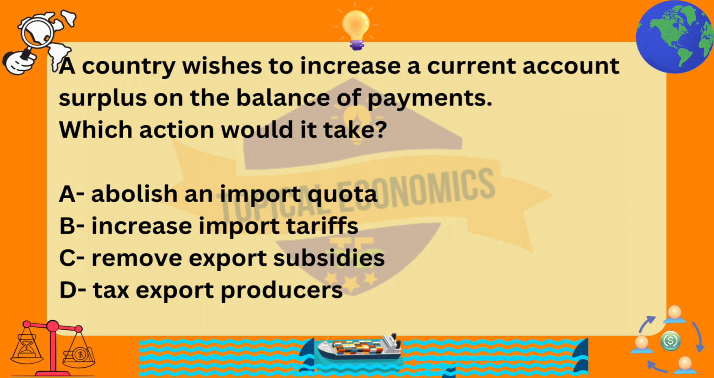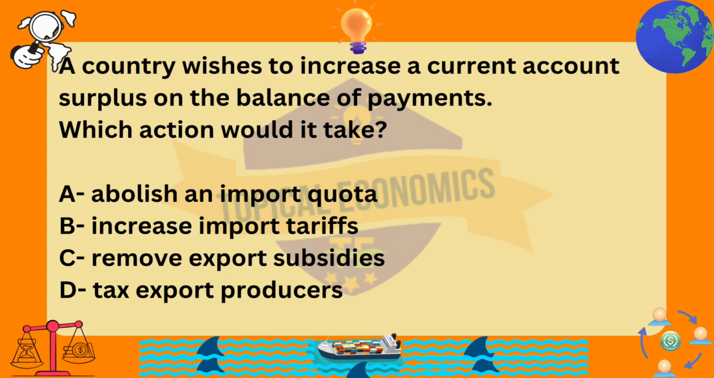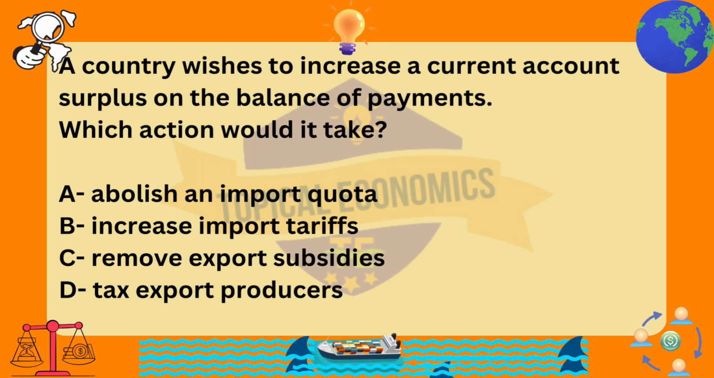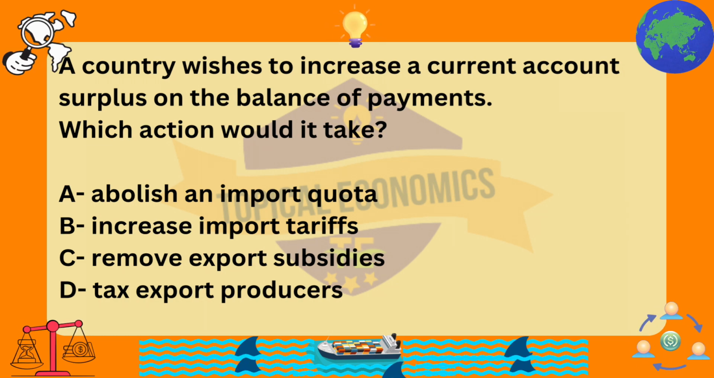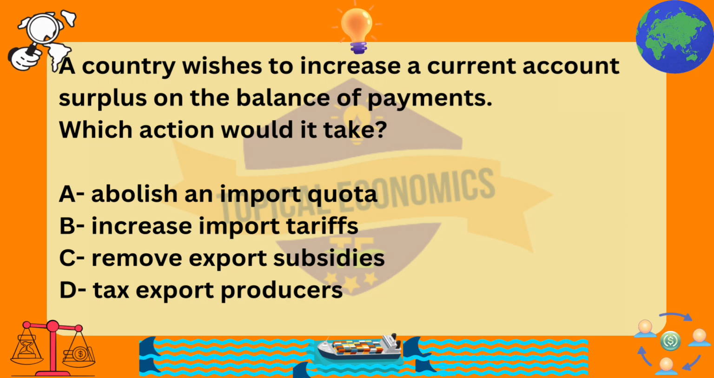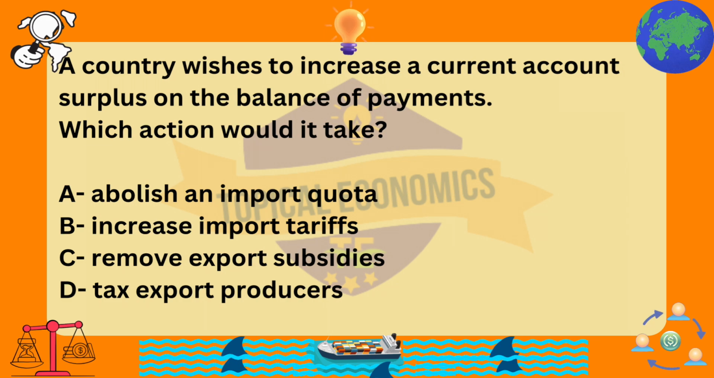Next, option C, export subsidies make domestic goods cheaper on the international market, which encourages exports. Removing export subsidies would likely make domestic goods more expensive for foreign buyers, potentially reducing exports. A reduction in exports would decrease the current account surplus, not increase it.